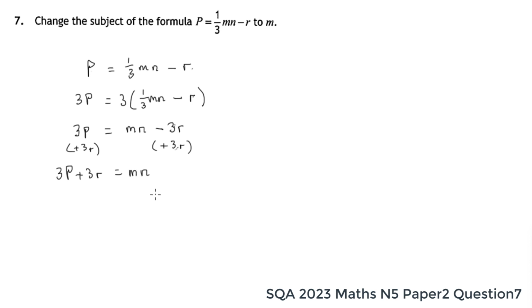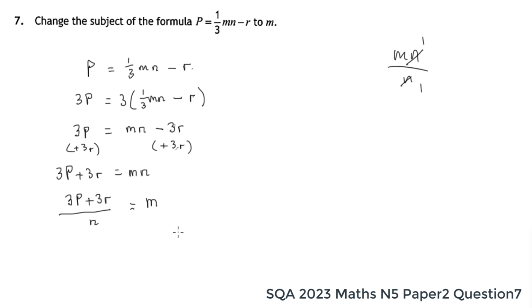Well, we're getting very close. M on its own, we need to get rid of a multiplying by N. We'd have to divide both sides by N. So we take the whole of the left hand side and divide it by N, and MN divided by N, we cancel N, top and bottom of the fraction. We're just left with M, which is why we divided both sides by N.